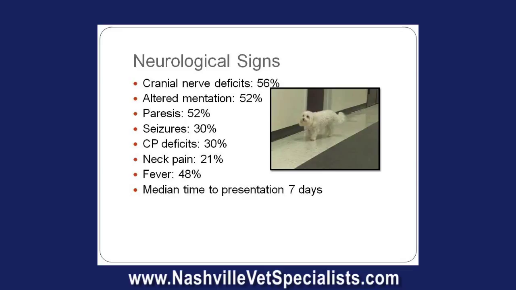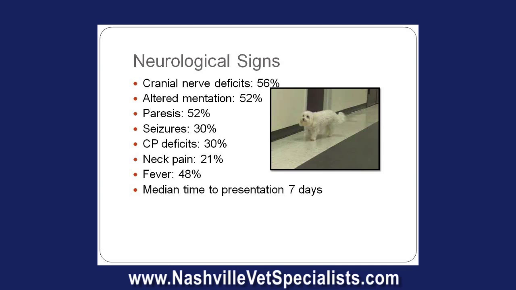Proprioceptive deficits. Neck pain is, I'd say, also fairly common in these dogs with intracranial lesions, and that can either indicate that they have involvement of their cervical spine as well, or sometimes we'll see neck pain just secondary to intracranial lesions from increased intracranial pressure.